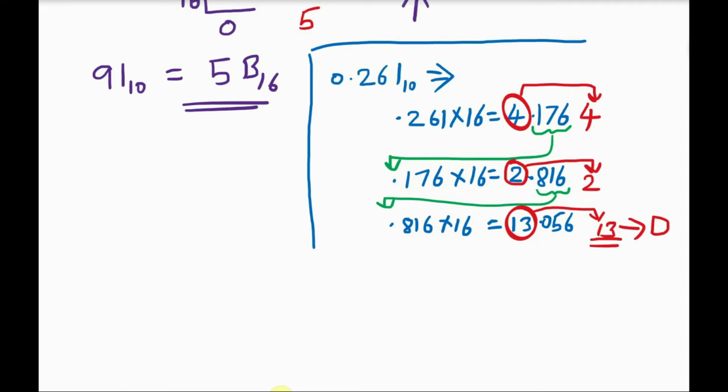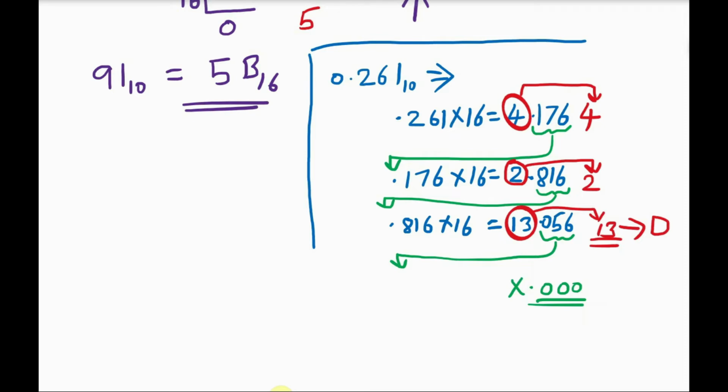Again, you can take this fractional part and multiply by 16. You will get something. Take the integer part. Again, take the fractional part and multiply, and this process will continue. We will stop once we get the fractional part as 0. If all the fractional part is 0, we will stop. Integer can be anything. Integer part can be any number. But the fractional part, when it reaches 0, we will stop multiplying by 16.